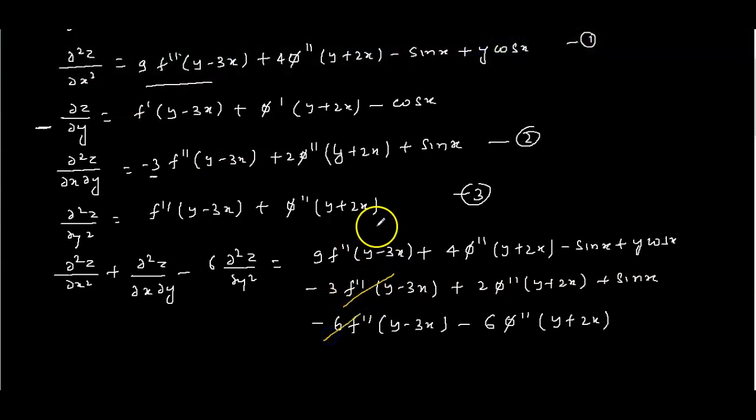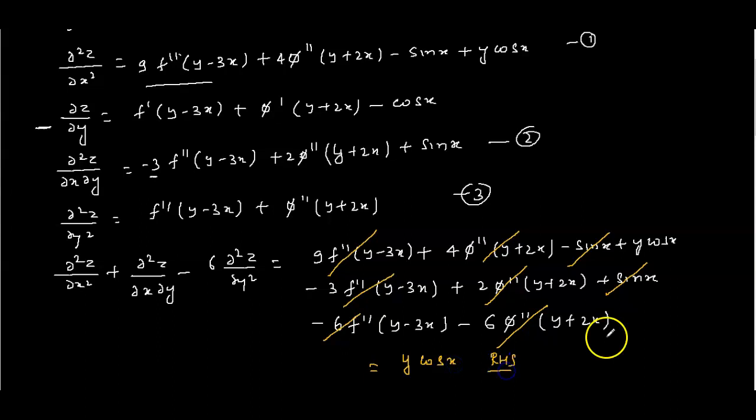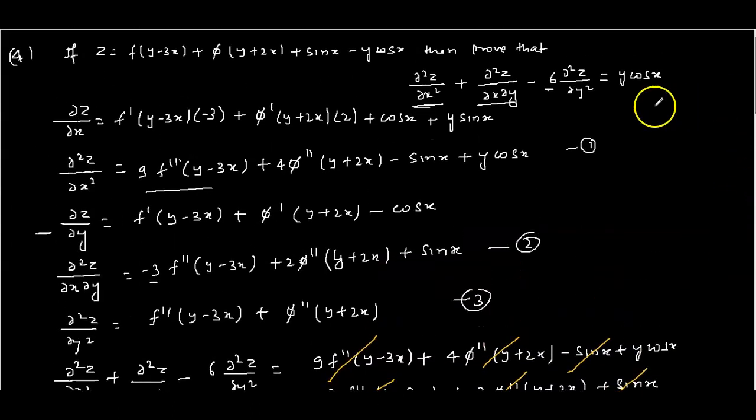This 6 and 3 make 9, and 9 cancel. 4 plus 2 is 6, and this one 6 cancel. And this sine and sine cancel. So we'll get here y cos of x, which is the RHS. This is proved.